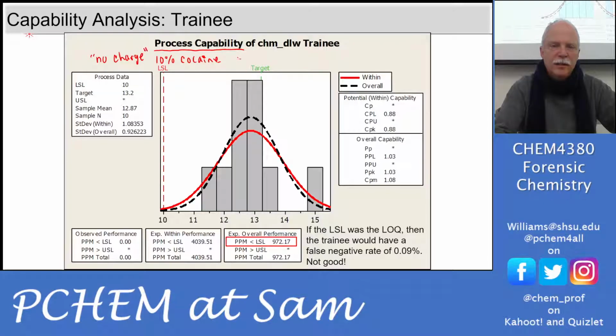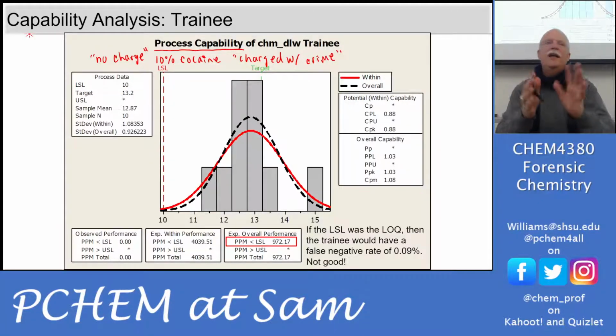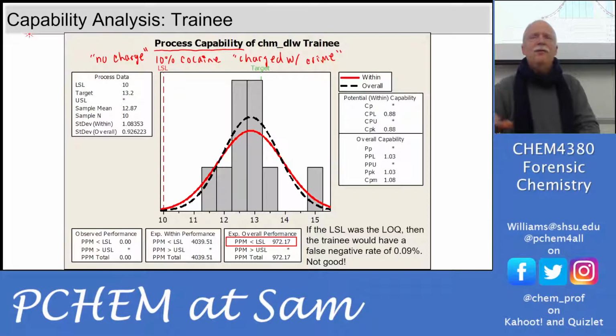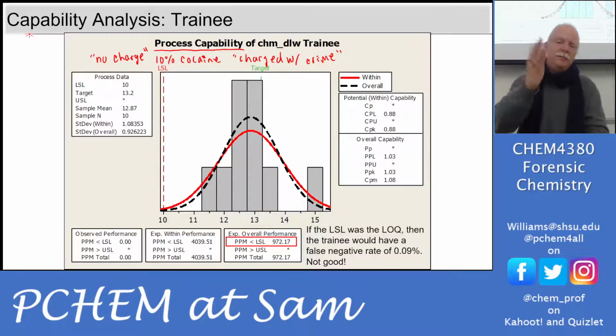And above this is charged with crime. Might be possession or whatever. So do you see the specification limit? At 10% cocaine, if we analyze these samples and they say, okay, they were all below 10%, there's no charge for the crime. Now, that sounds crazy.